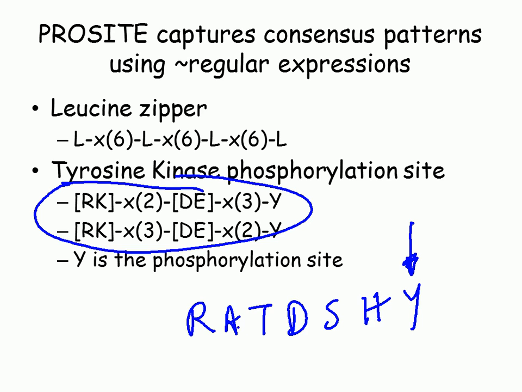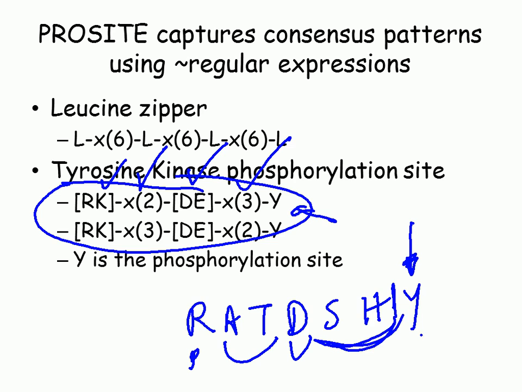So how does this match to this profile? You have an R, so this one is matching. And then you have two amino acids, you satisfy that. You have a D, you satisfy this part. You have an SH, I'm missing one amino acid, let me just put an I here. You have an SHI, you satisfy this part. Then you have a Y, that part is also satisfied.